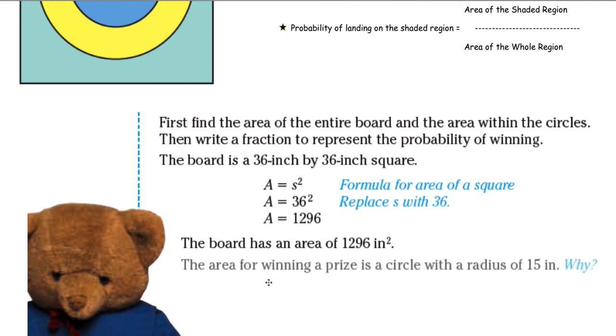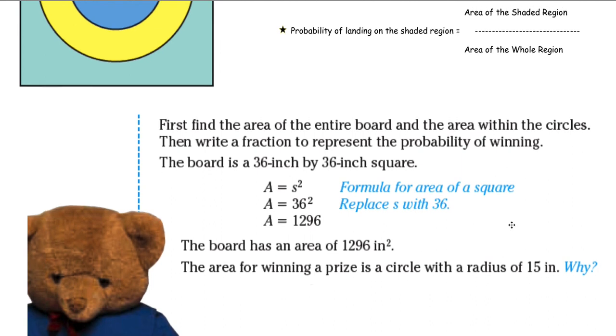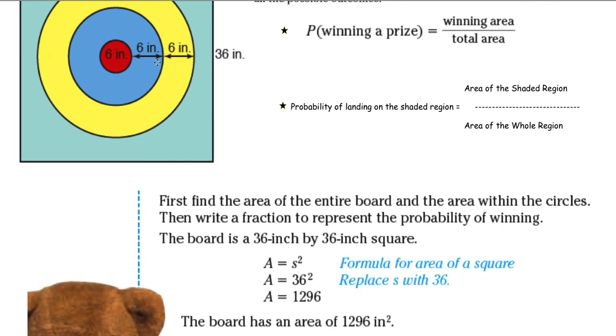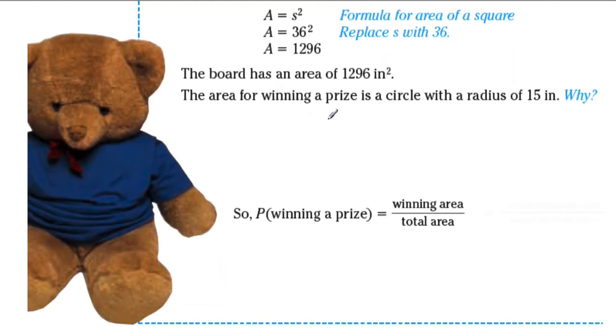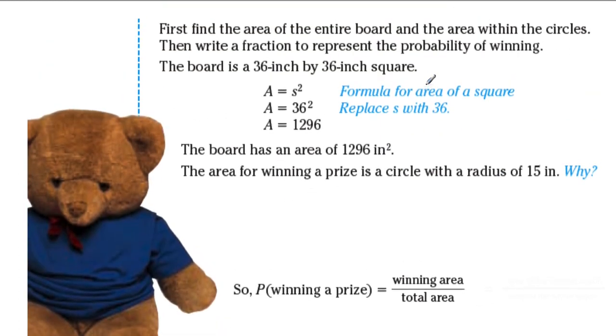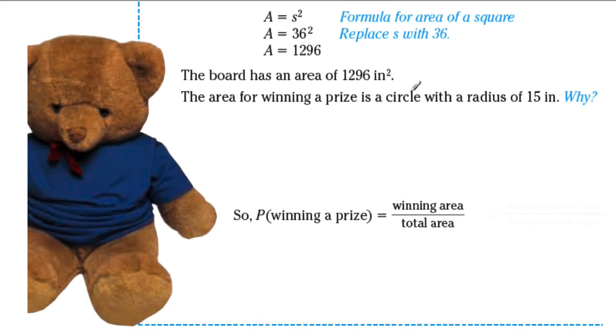So the area of winning a prize is a circle with a radius of 15. Why? If you look at this one, this is 6 inches, 6 inches and 12. And if you look closely, this is 6 inches, but the 6 inches represents the diameter. So this is the diameter. Half of that would be 3. So if you add up 3 plus 6 plus 6, you end up with 15. And that's how you end up with a radius of 15 inches.